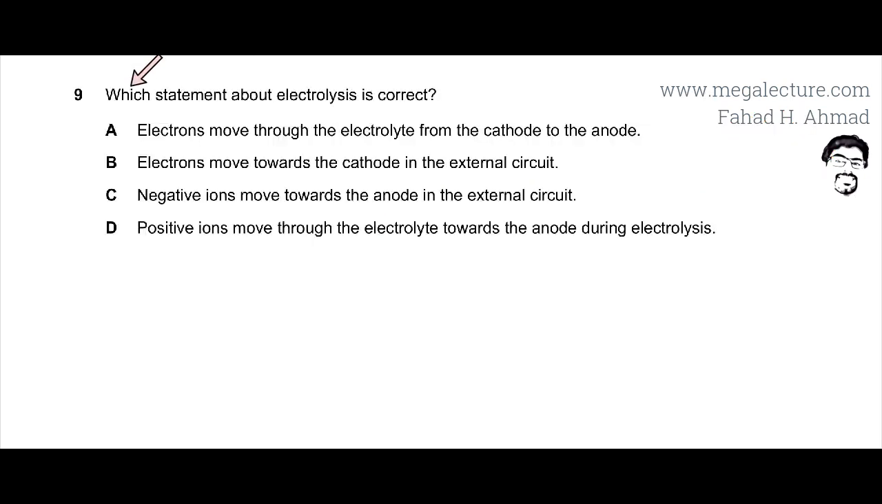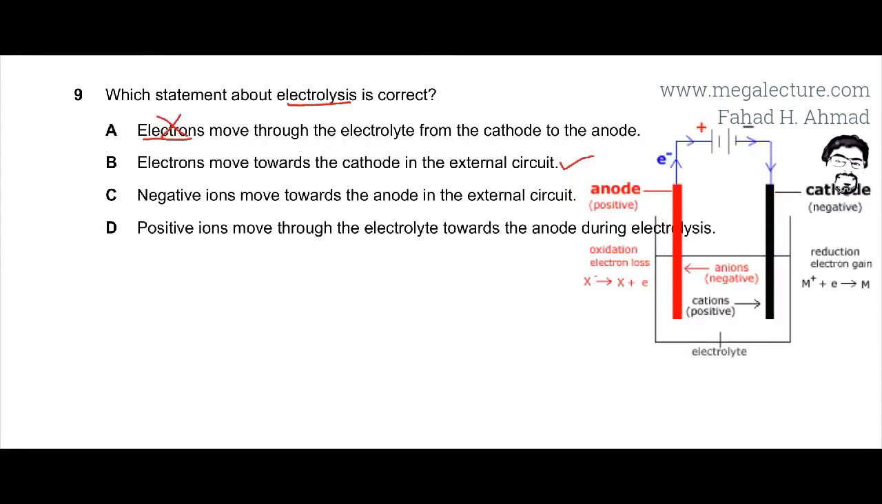The following question states which statement about electrolysis is correct. Now the first one is that electrons move through the electrolyte from the cathode to the anode. Let's first discuss what is electrolysis. Here I've drawn the diagram for electrolysis, and you can see that there's a battery connected to two terminals. One is the cathode, which is the negative terminal. So electrons are moving from the battery to the cathode. And the other one is the anode, where the electrons are traveling back to the battery.